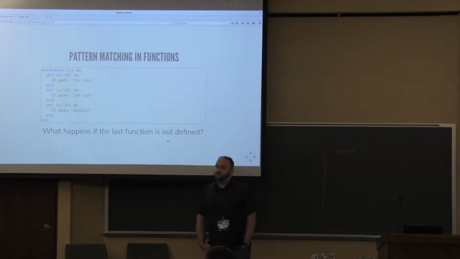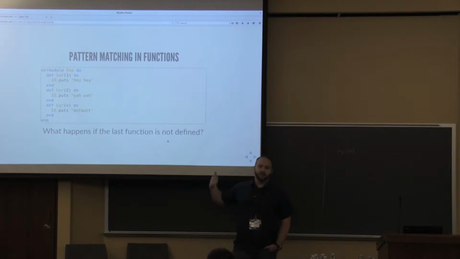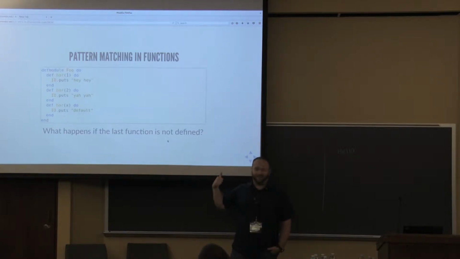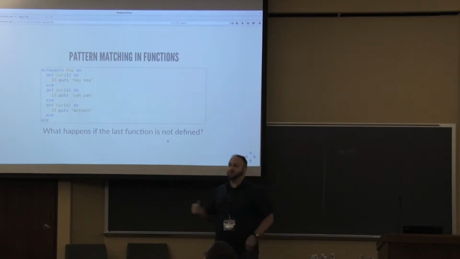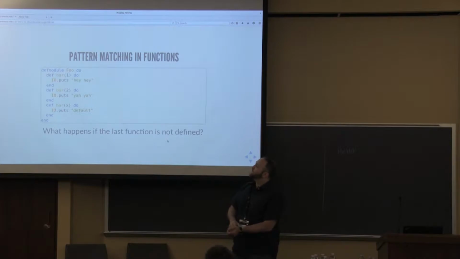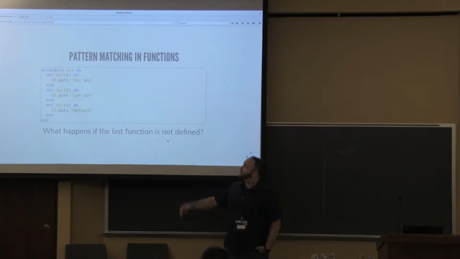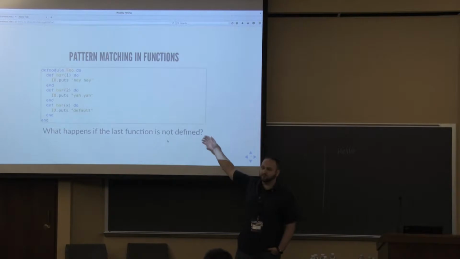So you can do pattern matching in functions as well, and you can define functions multiple times. In this example, you'll see my naming conventions for examples are fantastic. We have foo and bar. So we can define bar with 1 and output things, or bar with 2, or bar with a default value.